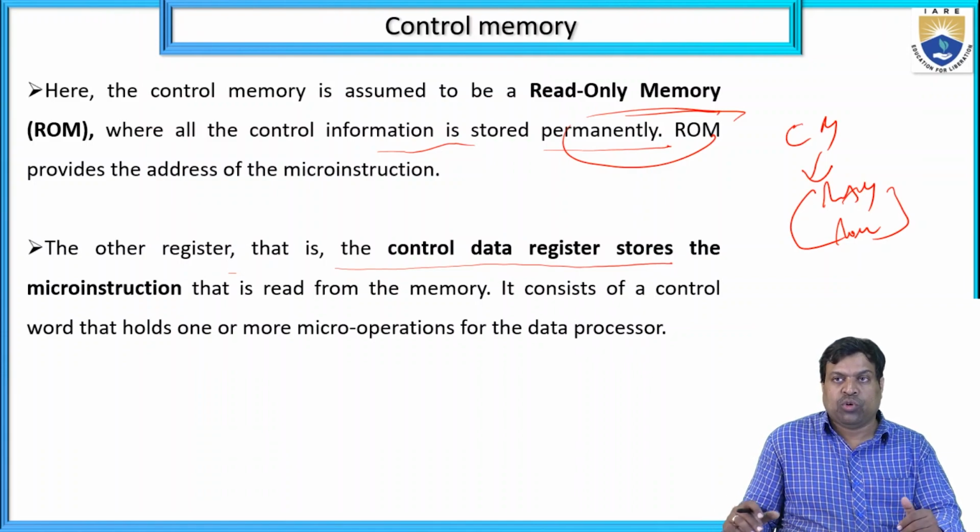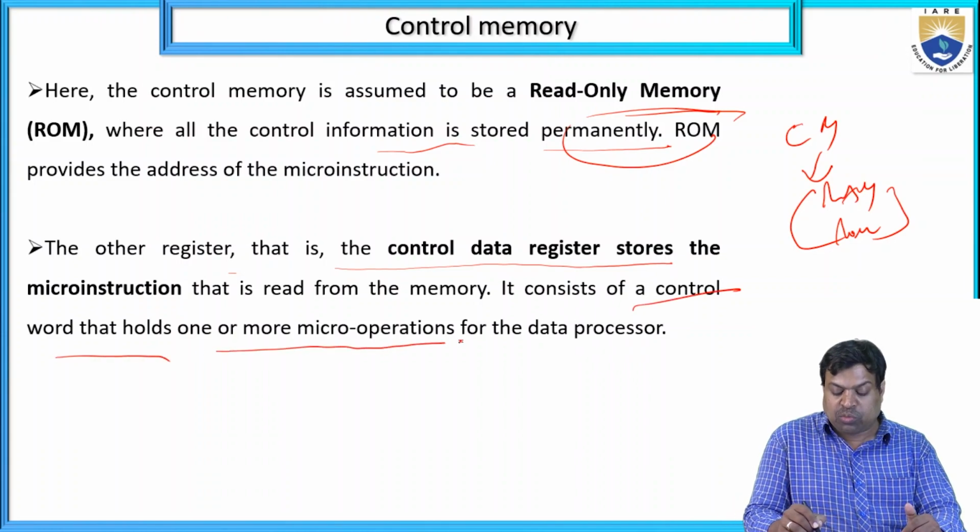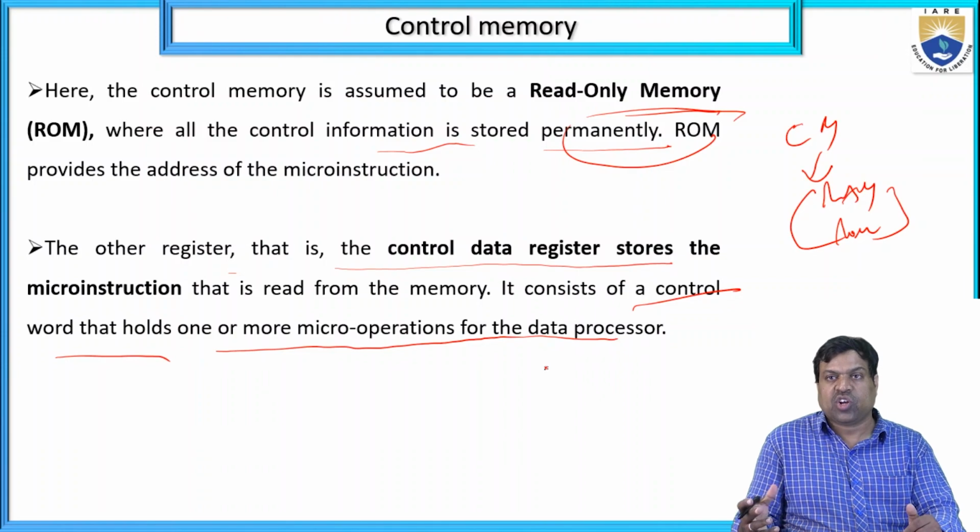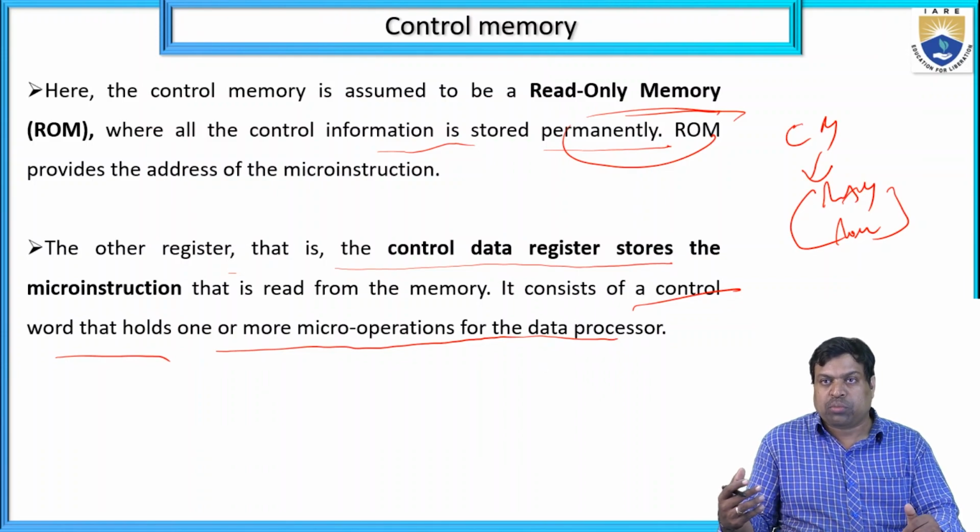Not only one word, more data is there. So multiple words, a control word that holds one or more micro operations. Not only a single operation, multiple micro operations are there. We still have to wait for that one.